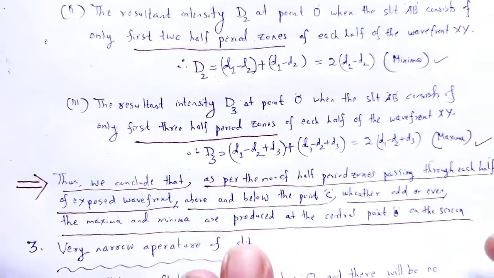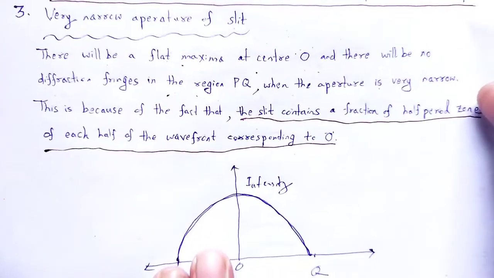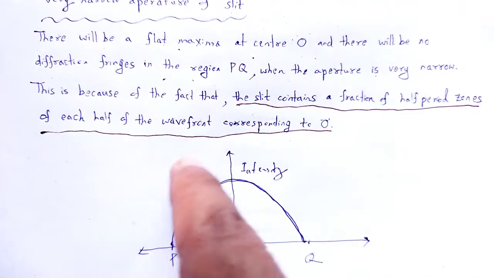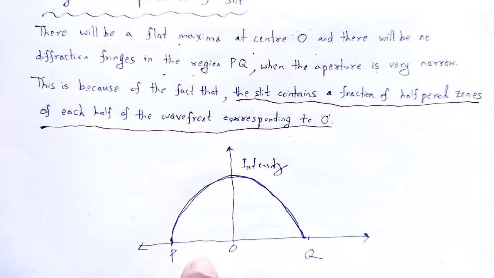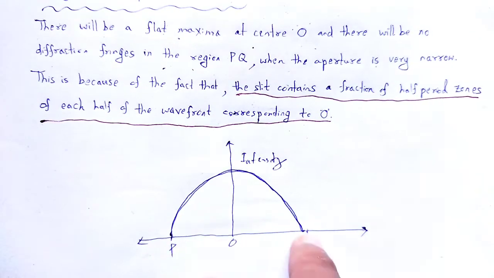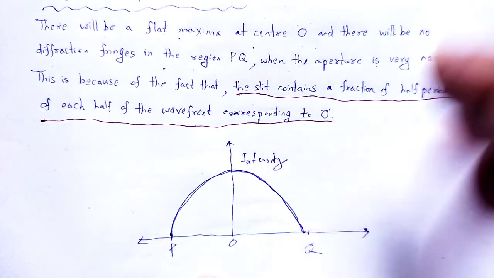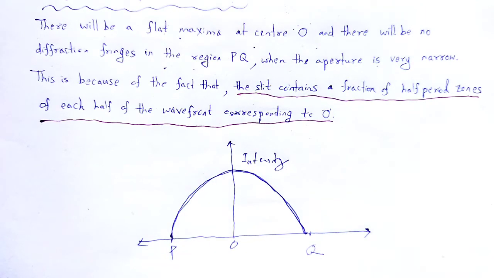Next, for very narrow aperture of the slit, we obtain just a central maximum at point O within the region PQ. No further diffraction we observe at points P and Q.